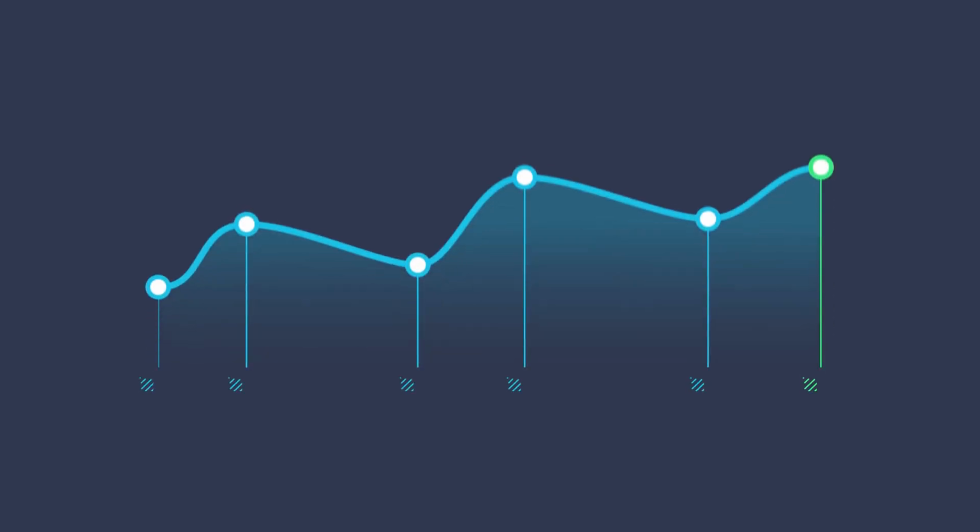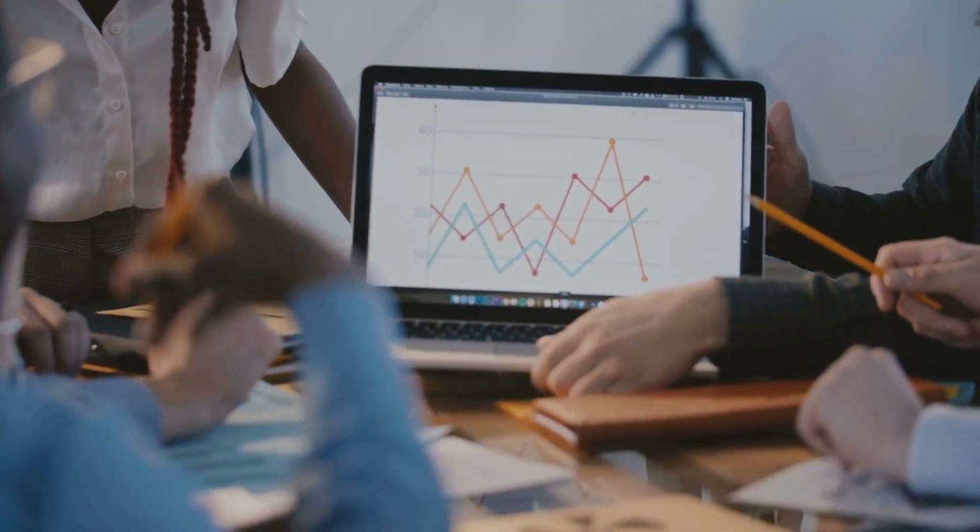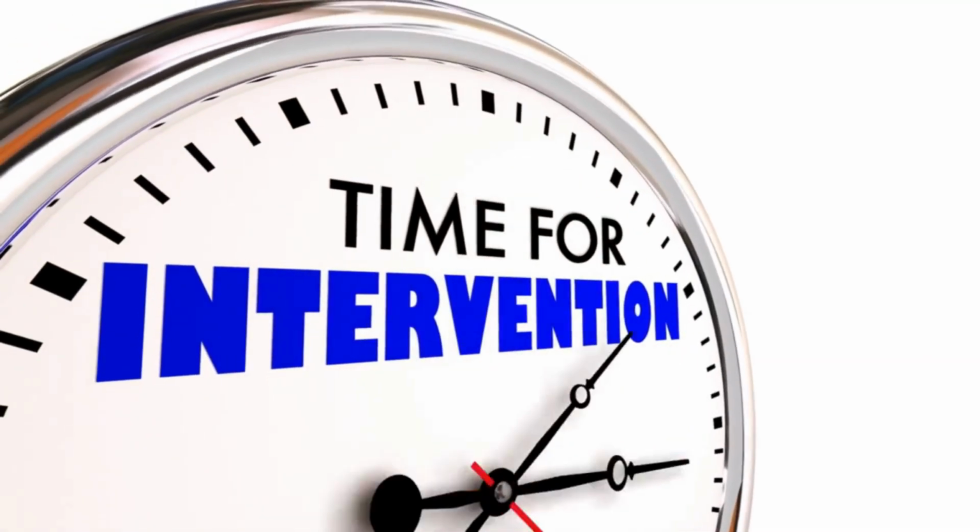Trends, 6 or more points rising or falling, suggest gradual change. Runs, 8 or more points on one side of the center line, mean the average has shifted. These patterns are early warnings, letting you fix problems before they grow.